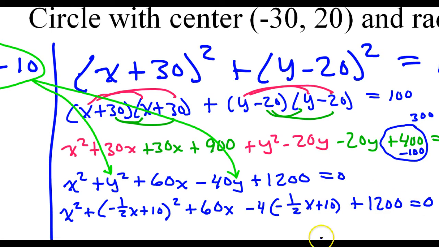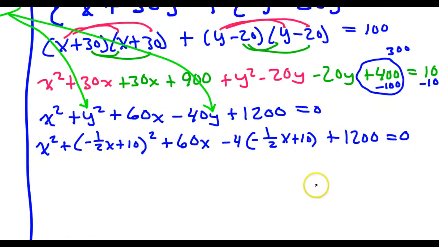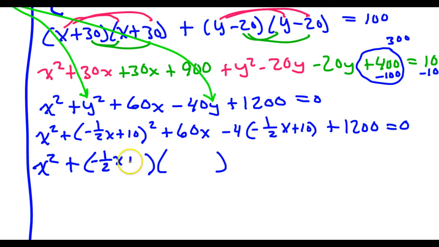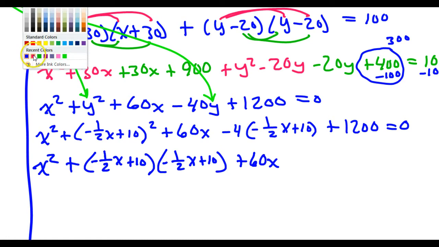Alright, it's equal to 0. There's your other 0. Okay, but this part right here is going to have to double distribute again. So it'll be negative 1/2 x plus 10 times negative 1/2 x plus 10. So then I've got the plus 60, and definitely going to have to go ahead and distribute right here.